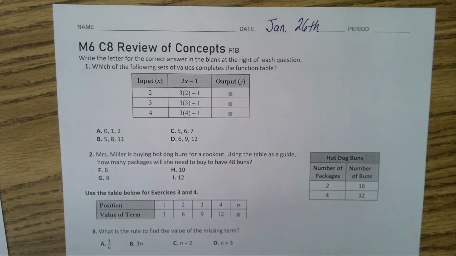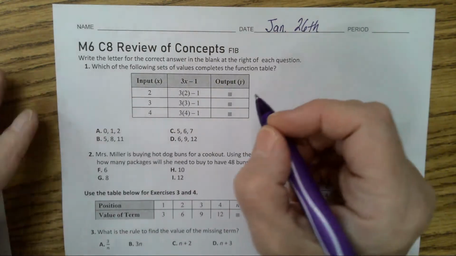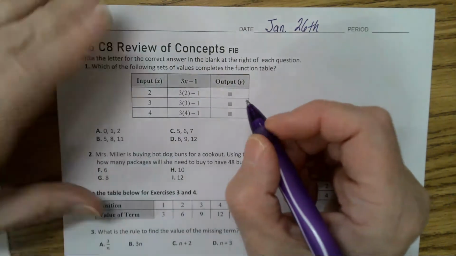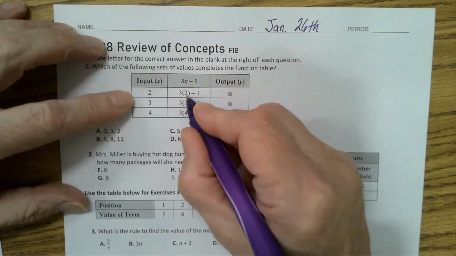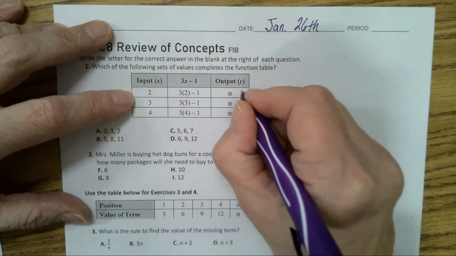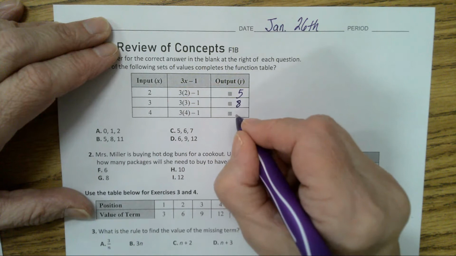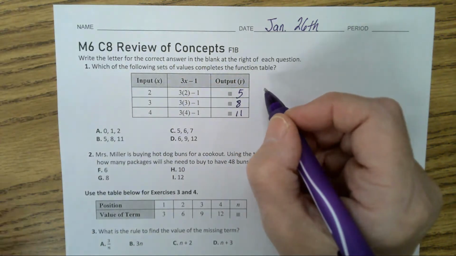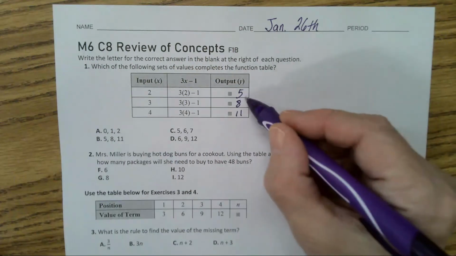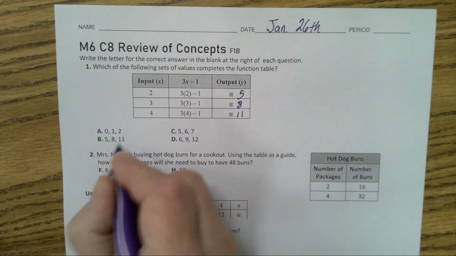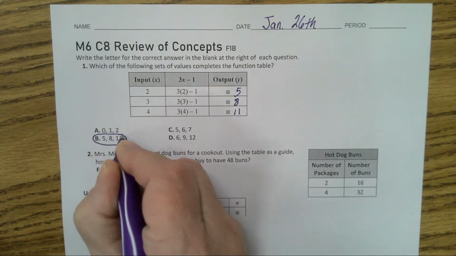Let's look at question number 1. Which of the following sets of values complete the function table? Now, it's nice to have it on paper because I can go down. Before I even look at my multiple choice answers, I'm going to put the answers down. They already replaced x with 2 for you in here, didn't they? So 6 minus 1 is 5. 9 minus 1 is 8. 12 minus 1 is 11. So what you're going to do is look for the answer down here that is 5, 8, 11, which is answer choice B. Any questions on how to do these?